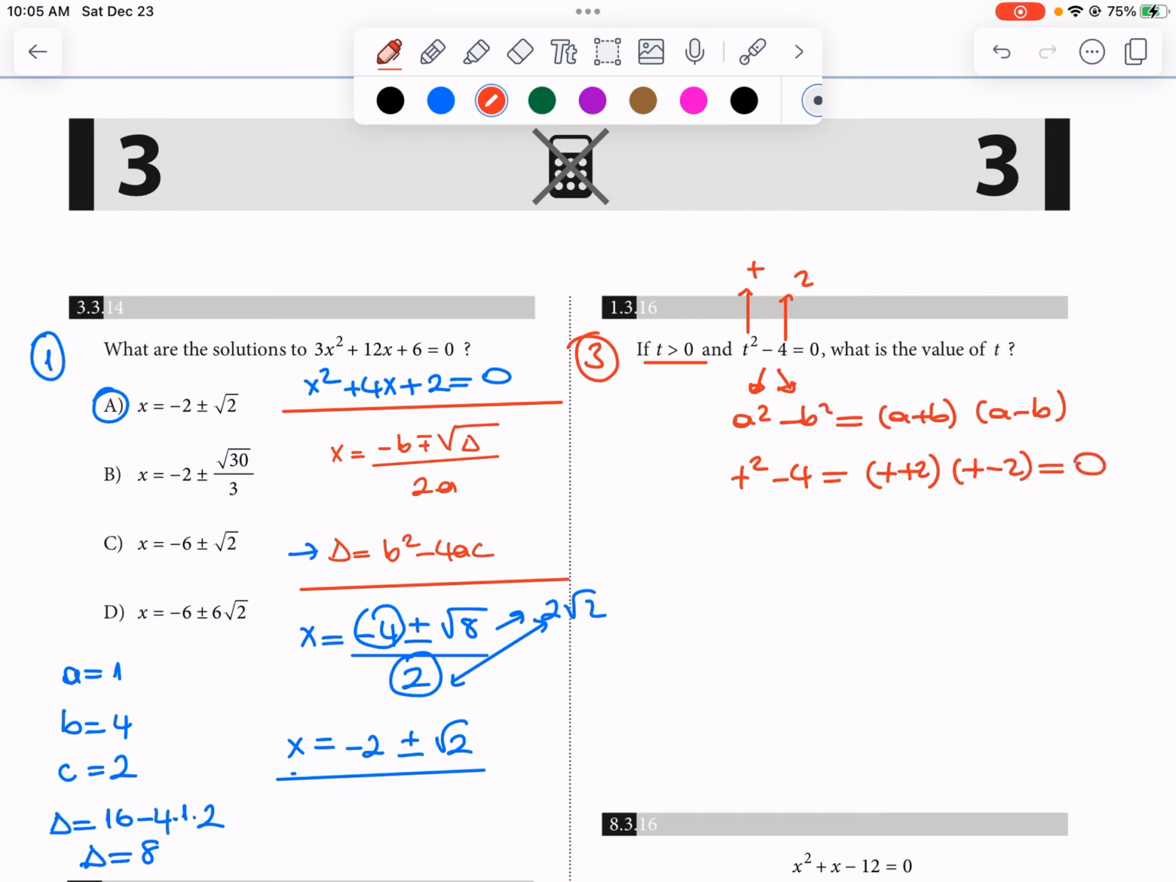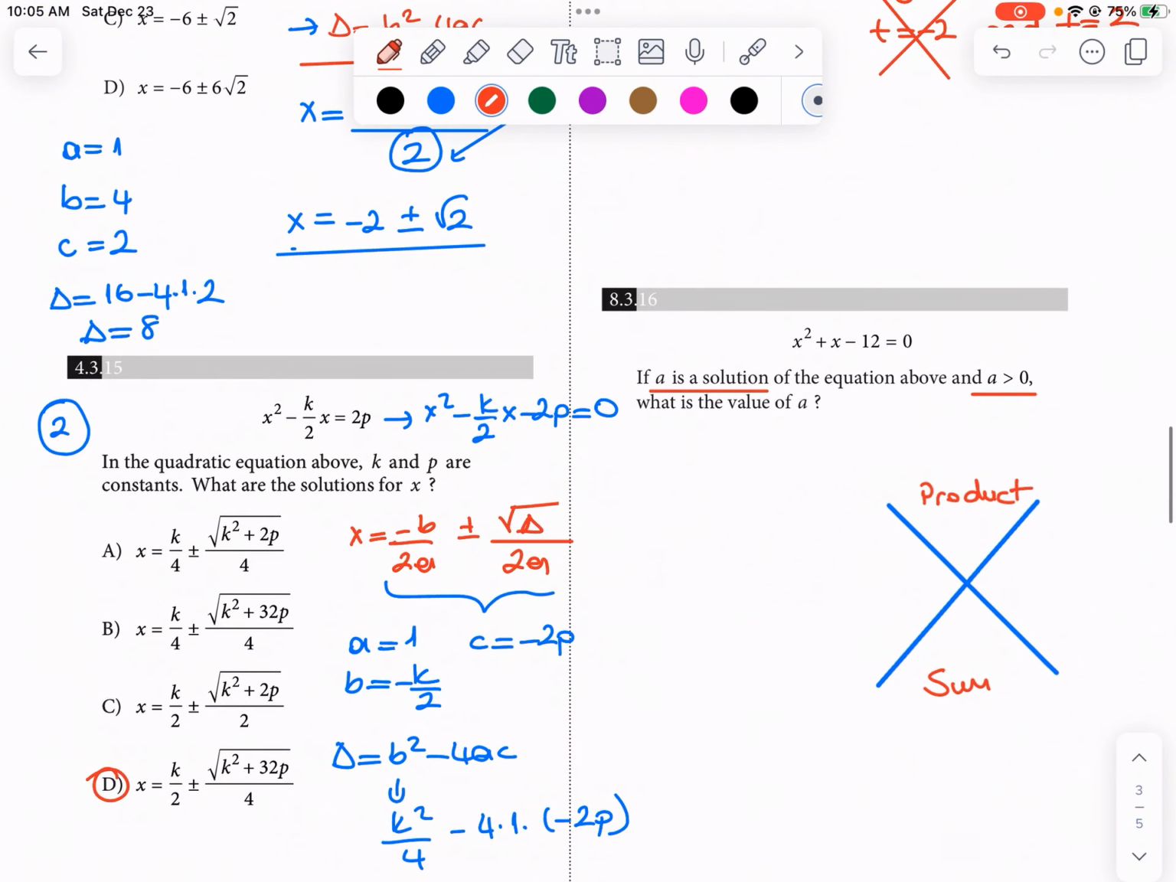which is equal to 0. If the product of two numbers is equal to 0, then at least one of the factors is going to be equal to 0. In this case, if t plus 2 is equal to 0, then t is going to be equal to negative 2. And if t minus 2 is equal to 0, then t is going to be equal to 2. We have two possible solutions, but the question says t is going to be greater than 0. So we can eliminate the first possible t value, which is negative 2, then the solution is going to be 2. t is equal to 2.